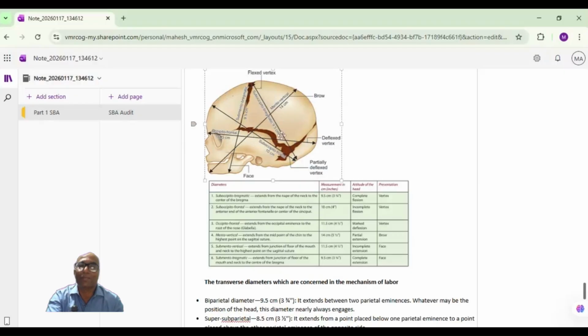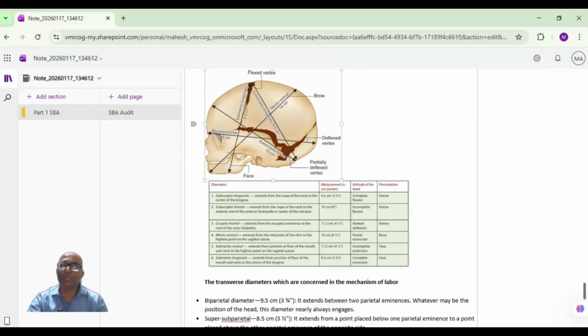You should remember in which position it is present: the occipito-posterior position. This is the diameter of engagement, around 11.5 centimeter. Normally it is suboccipitobregmatic, 9.5 centimeter. If it is slightly deflexed, it will be suboccipitofrontal, and completely flexed, it will be suboccipitobregmatic. If it is deflexed, it becomes occipito-posterior and the occipitofrontal diameter. So 9.5 centimeter, 10 centimeter, and 11.5 centimeter. Only three figures, and remember, the least is 9.5.